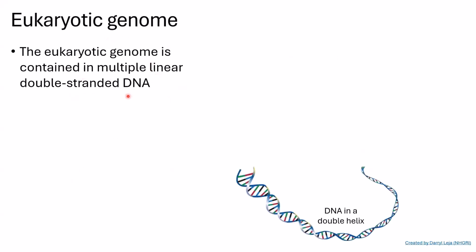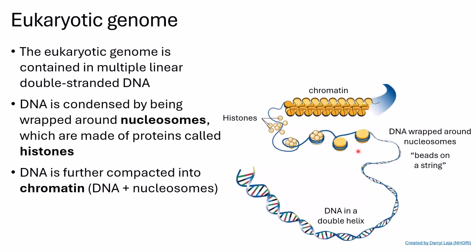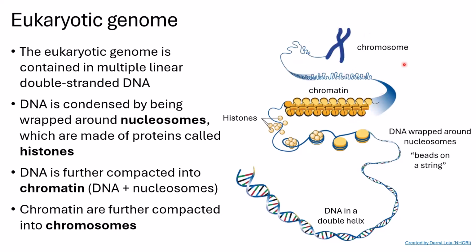The eukaryotic genome is contained in multiple linear double-stranded DNA, instead of a single circular double-stranded DNA. The DNA is condensed to fit inside the nucleus by being wrapped around nucleosomes, which are complexes made of proteins called histones. We will talk a bit more about histones and how they affect the way genes are expressed in the epigenetics lecture. DNA wrapped around nucleosomes is often referred to as beads on a string. The DNA wrapped around nucleosomes is further folded and compacted into structures called chromatin. The chromatin is then further compacted into chromosomes.